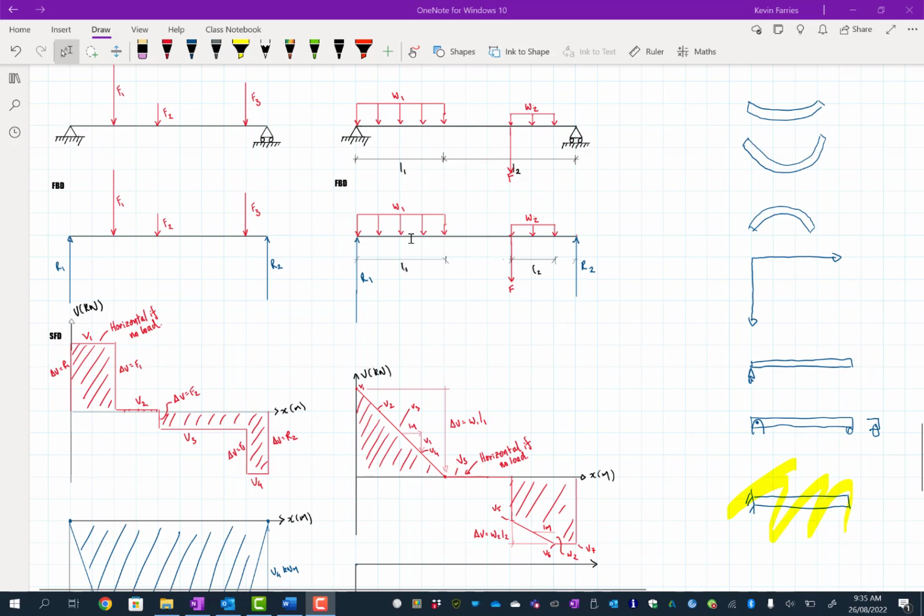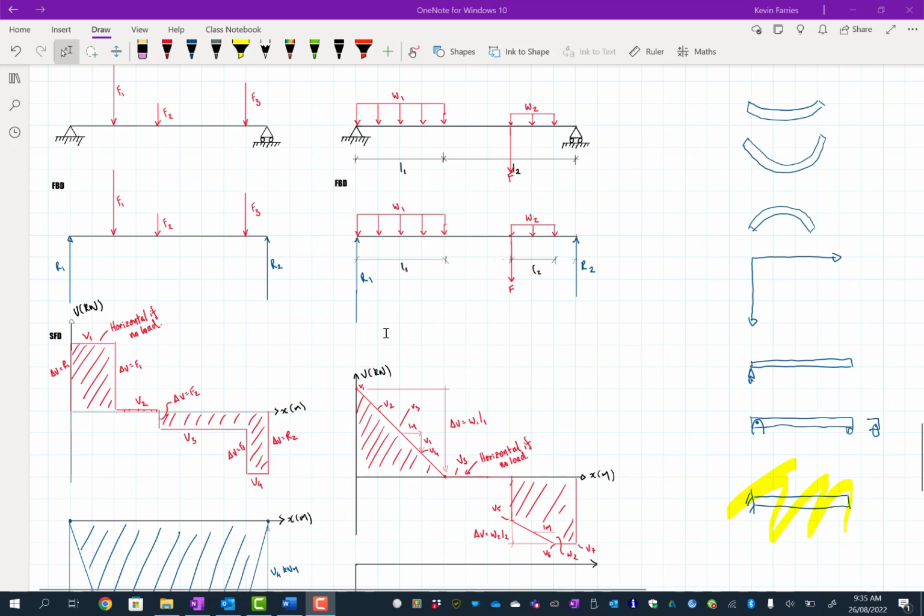What you can do is, first you figure out the reactions as usual, and you would change it into an equivalent point load for these two to find these two reactions. But when you come back to internal forces, you need to change it back into the UDLs, because those equivalent point loads don't work for internal forces, otherwise you get the wrong answers.